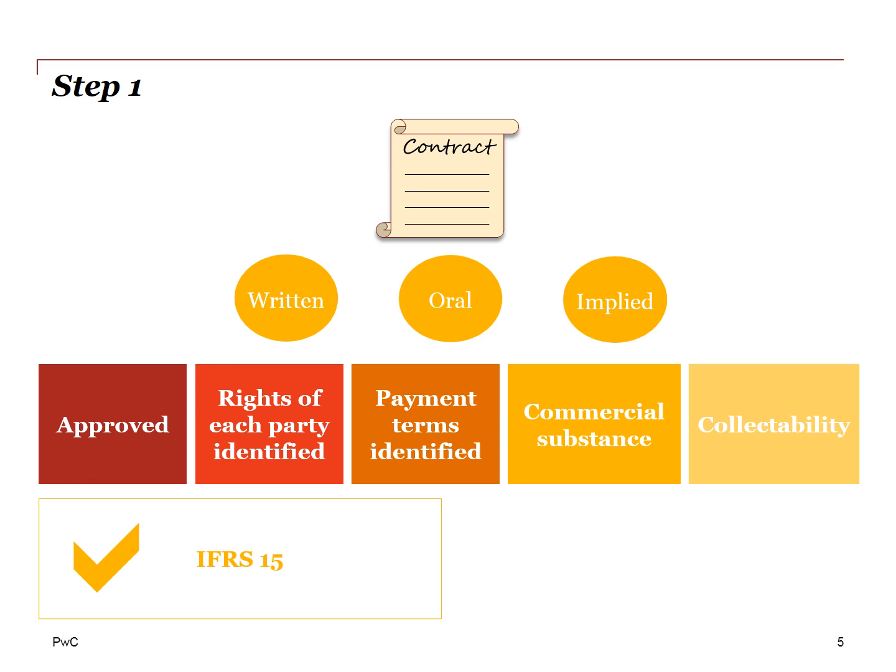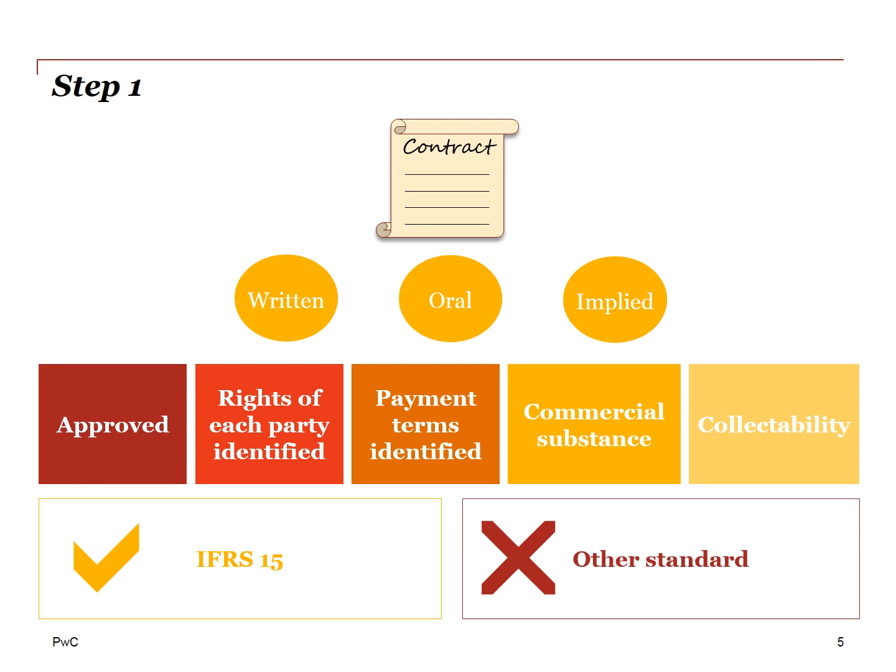If an arrangement meets all of the criteria, it is accounted for under the revenue standard. If not, it is not accounted for under the revenue standard, and management will need to reassess the arrangement at each reporting period to determine if the criteria are met.